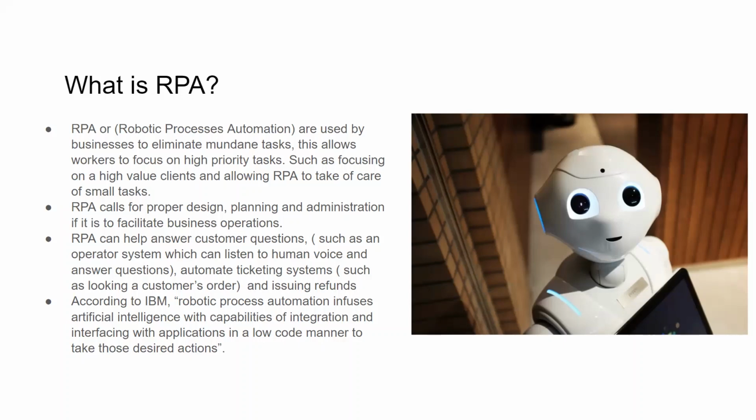RPA calls for proper design, planning, and administration if it is to facilitate business operations. Operators can help with customer questions, such as an operator system which can listen to human voice and answer questions. It can automate ticketing systems, such as looking at a customer's order and issuing refunds. According to IBM, robotic process automation infuses artificial intelligence with capabilities of integration and interfacing with applications in a low-code manner to take those desired actions. Next slide.